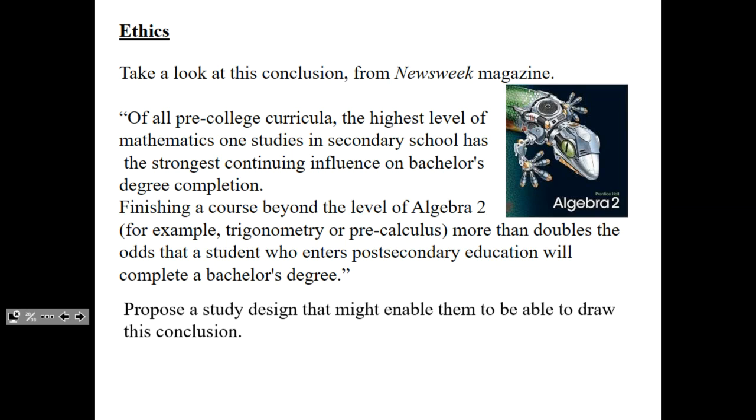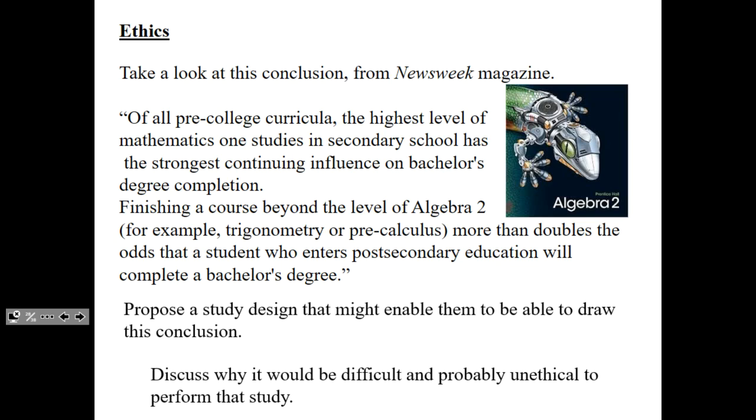Why would that be difficult? Why would that probably even be unethical? So think about that. Well, I would literally be denying something to students. I'd be denying them education just to see if getting the education increased the odds of them completing their education. It's probably unethical to deny someone education who wants it, because I would have had to randomly assign them to get the education, not let them choose. And if I was just letting them choose, do I know it's the math that was causing them to graduate, or is it the fact that they wanted to take more of an education that increased the odds of them graduating?